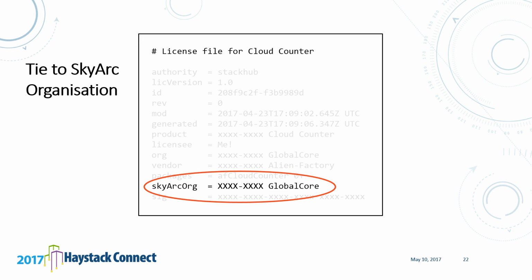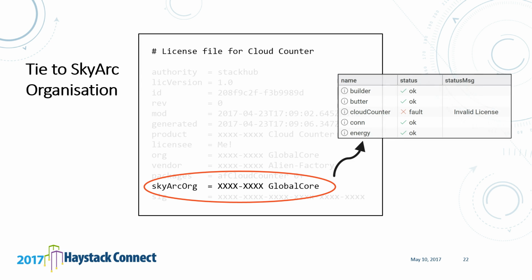That then becomes part of their license file. SkySpark checks this value against the value in its license file and disables Cloud Counter if they're different in any way. That means that Stackhub licenses can be tied to specific organizations. That means that this license is tied to Global Core. That means that Colin can use the license because Colin is part of Global Core.